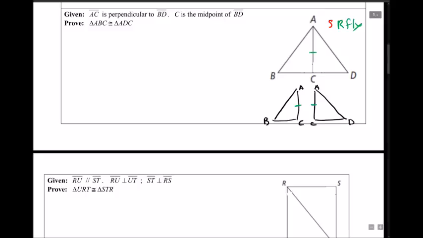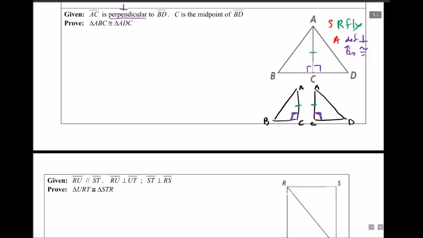We are told that AC is perpendicular. Perpendicular means right angle, right? So I can come down here and mark that. And so I know that I'm going to be able to get an angle using the definition of perpendicular, and then I'm going to have right angles, and right angles are congruent. So I am going to be able to make these two angles congruent, not only right angles, but they're congruent because both of them are right angles. So I now have congruent angles.